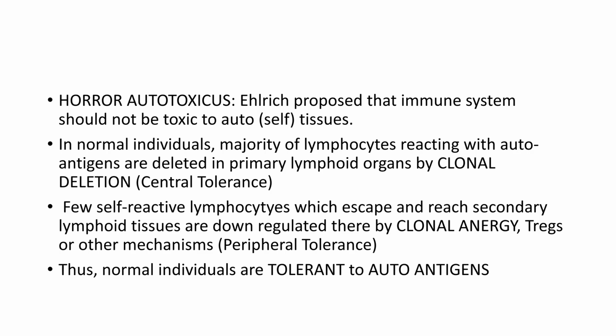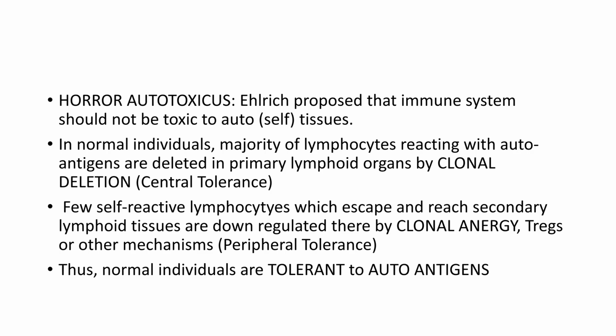What happens in normal individuals is that the majority of the lymphocytes reacting with the autoantigens are deleted early in the primary lymphoid organs, that is the thymus and bone marrow, which are the primary sites of their development, by clonal deletion. This is called central tolerance.